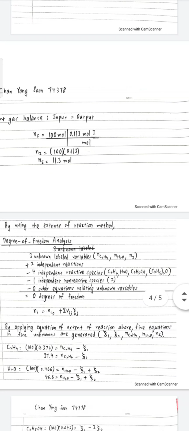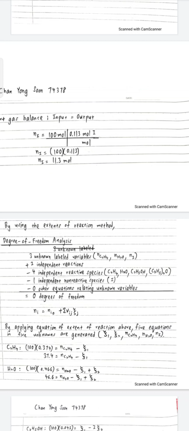In this method, its degree of freedom analysis is different from the degree of freedom analysis in atomic species balance method. In order to find the number of degrees of freedom, it is required to determine the number of unknown labeled variables, independent reactions, independent reactive species, independent non-reactive species, and other equations relating unknown variables from the flowchart drawn. From this degree of freedom analysis, there are three unknown labeled variables, which are the number of moles of ethylene, water, and inert gas.